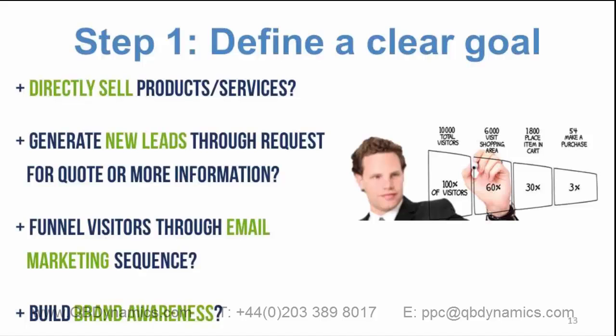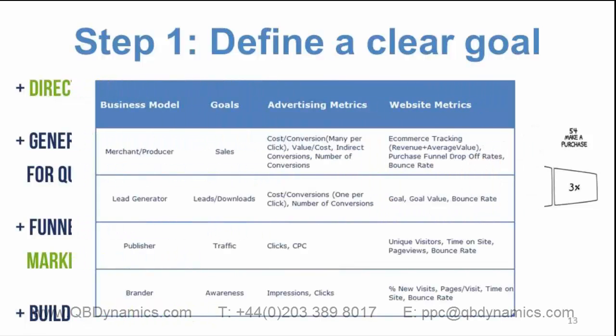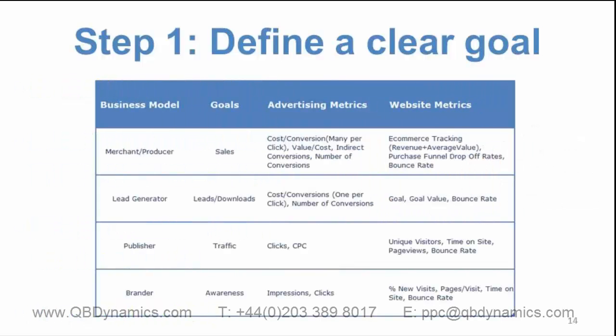Now, this diagram represents a sales funnel laid on its side. It says we have 10,000 total visitors to a site. 6,000 of those have visited our shopping area. 1,800 of them actually placed something in the cart, and 54 made an actual purchase. Now, you're able to measure every step of the way and then strategically plan the best way to get a prospect through that funnel, and then create the very best ad to run to make it possible. Now, defining a clear goal is absolutely critical.